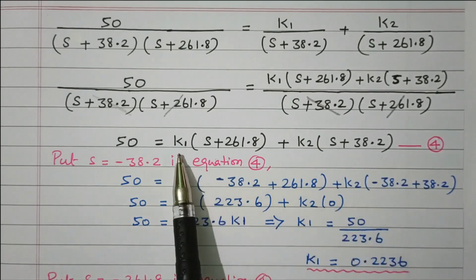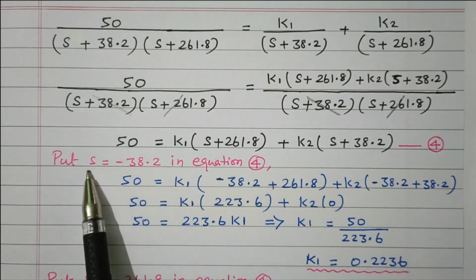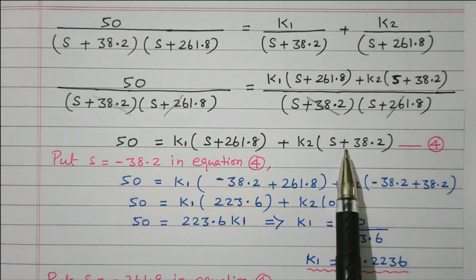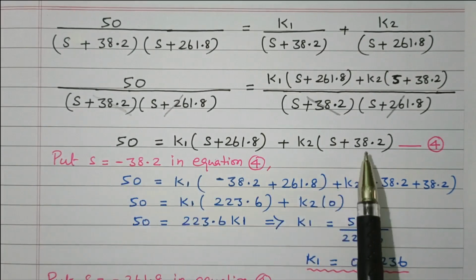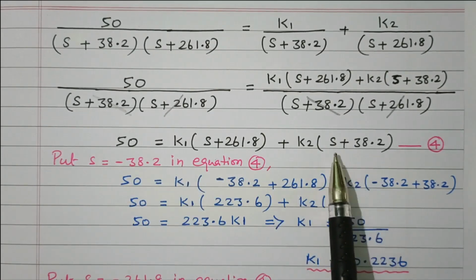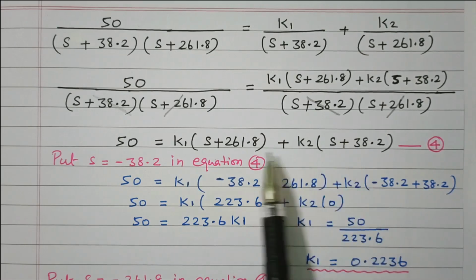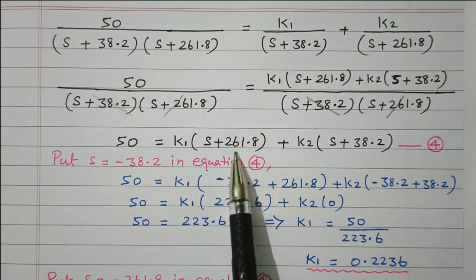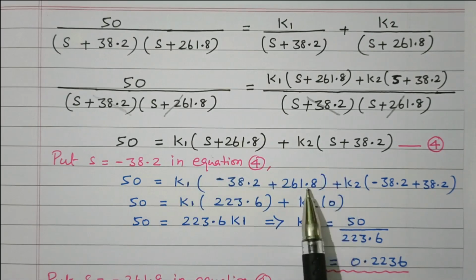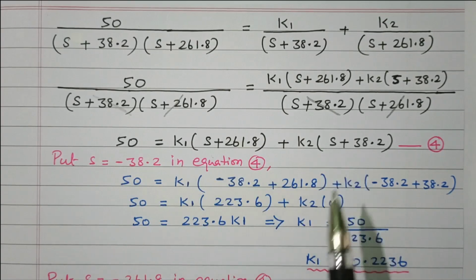Now our aim is to find the value of K1 and K2. We need to select the S value such that one term got cancelled. For example, if you put S equal to minus 38.2, here plus 38.2 is there, so this K2 term becomes 0, and we are able to find K1. Similarly, if you put minus 261.8, this term got cancelled, so we can find K2. So the S value is selected in such a way that one term got cancelled.